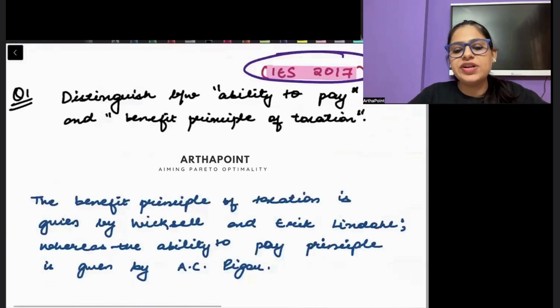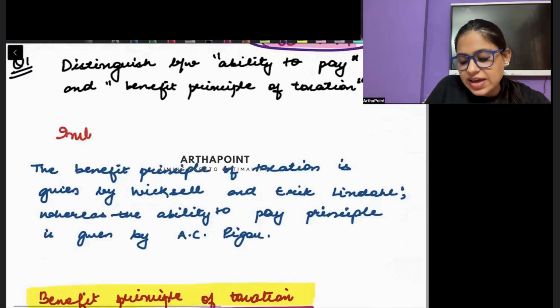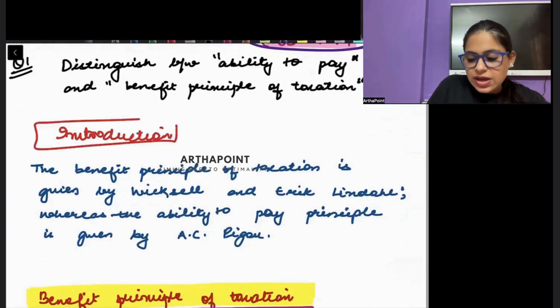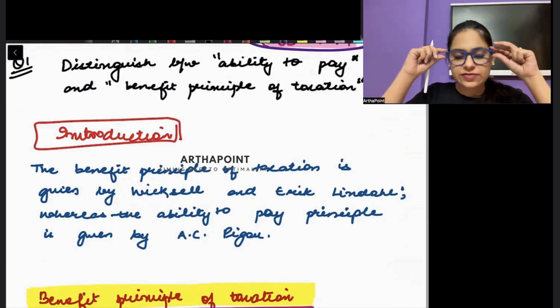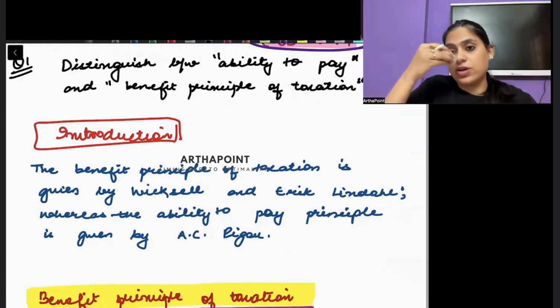Additionally, what I want to focus on is that to begin with, to break the ice for any answer, you need to write an introduction. So in the introduction, I will just give one small paragraph telling who gave what, that's it, and then I will talk about the two principles in detail separately. So this is very important, right?